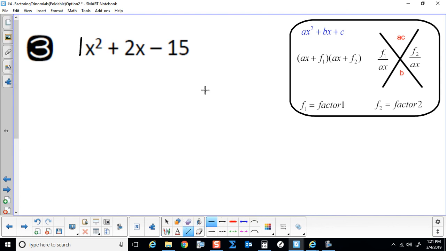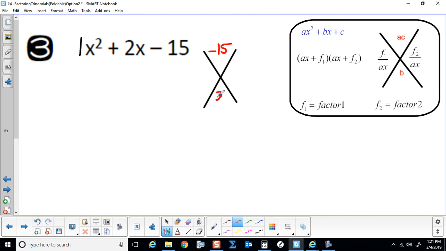Number 3. We start with an x. A times c is negative 15, and b is 2. What are the two factors of negative 15 that add to 2? So a plus 5 and a minus 3. Divided by x, right? We have 1x, so we'll just write x. And that's x plus 5 times x minus 3.